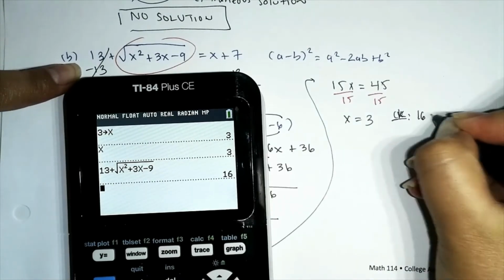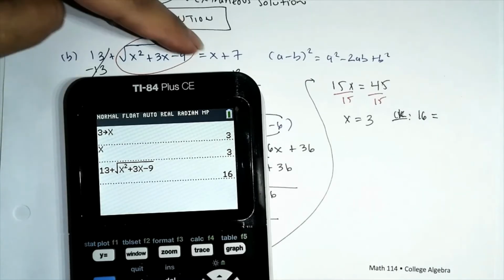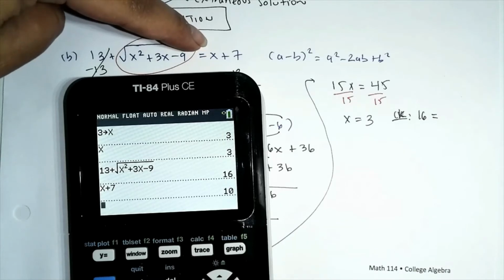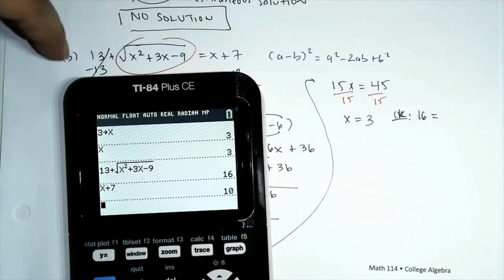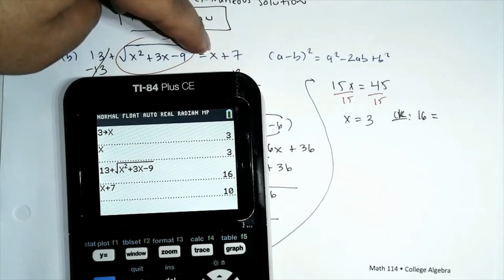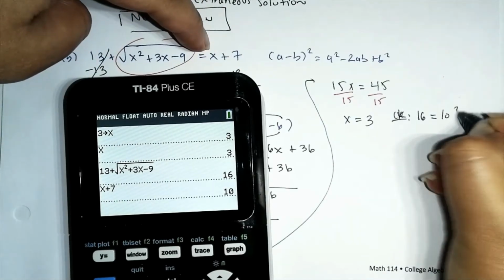The left side gives us 16. The right side, x plus 7. I know you can do that in your head, but I just want to keep using my calculator. So what do we have? When we plug it into the left side, it gives us 16. When we plug it into the right side, it gives us 10.